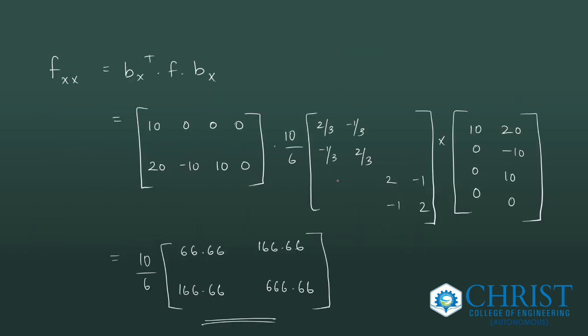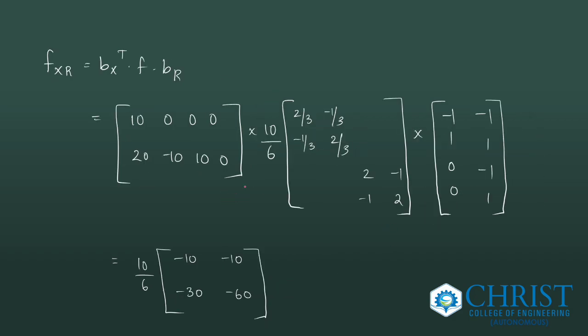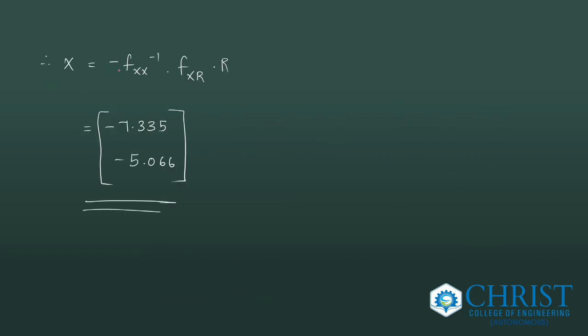So let's see. Fxx is equal to Bx transpose dot F dot Bx. So Bx is this one. Substitute in calculator, find the value of Fxx. Then Fxr, Bx transpose is this one. Here we go for Br. F remains the same, calculating, we get Fxr. Then x value is minus of Fxx inverse dot Fxr dot R. So you will get the redundant value.